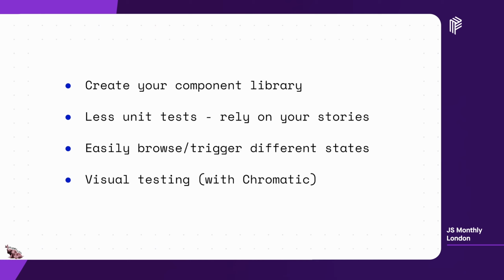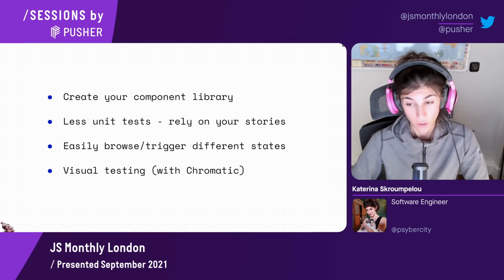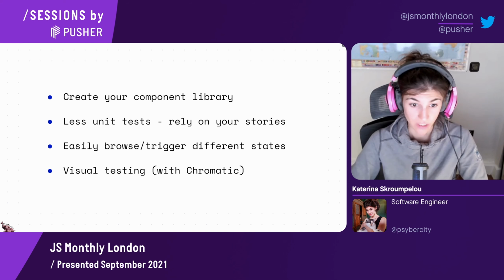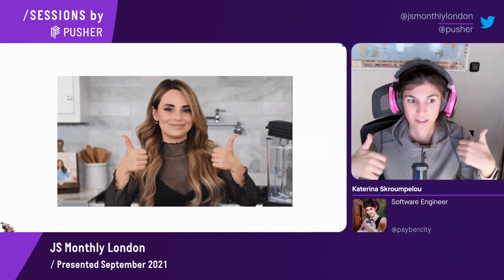Also, you can rely on your tests and write a little less unit tests. You can also, as I said, easily browse or trigger different states, and you can do visual testing too, which is all very nice, right? And you would use Storybook for that.